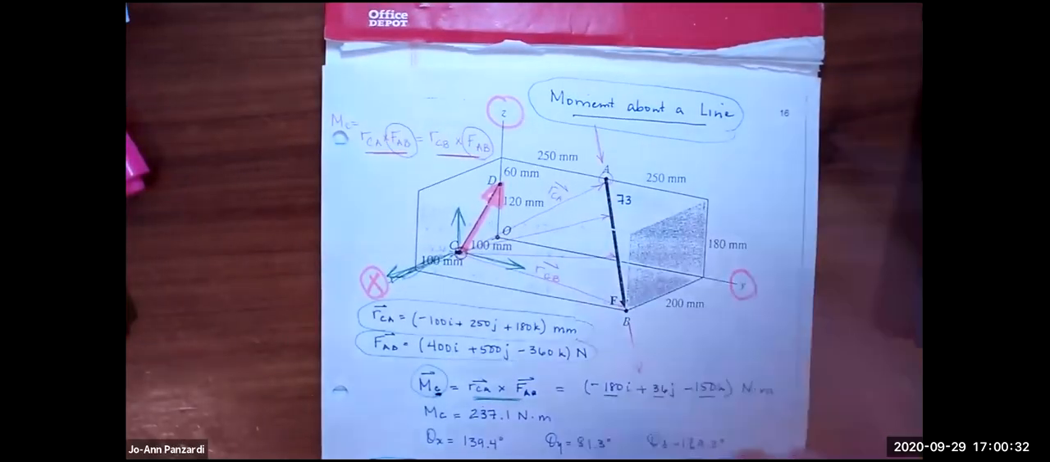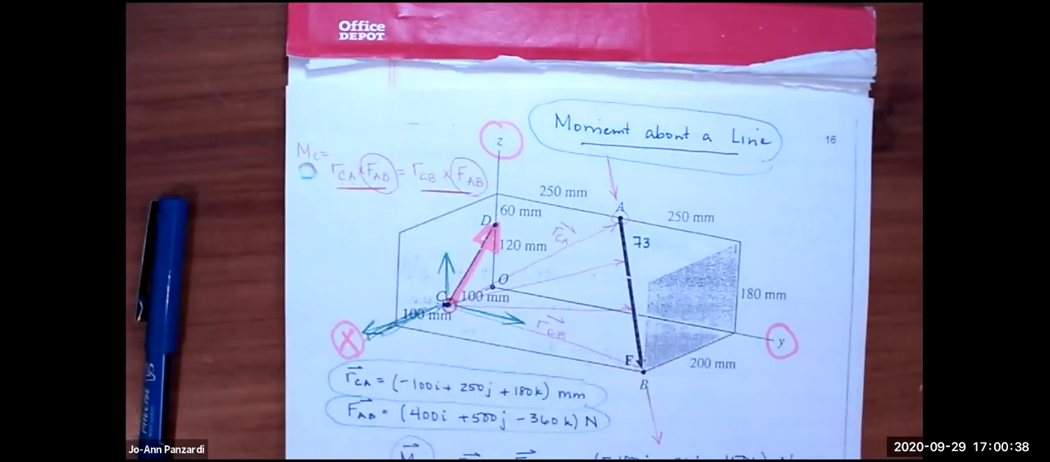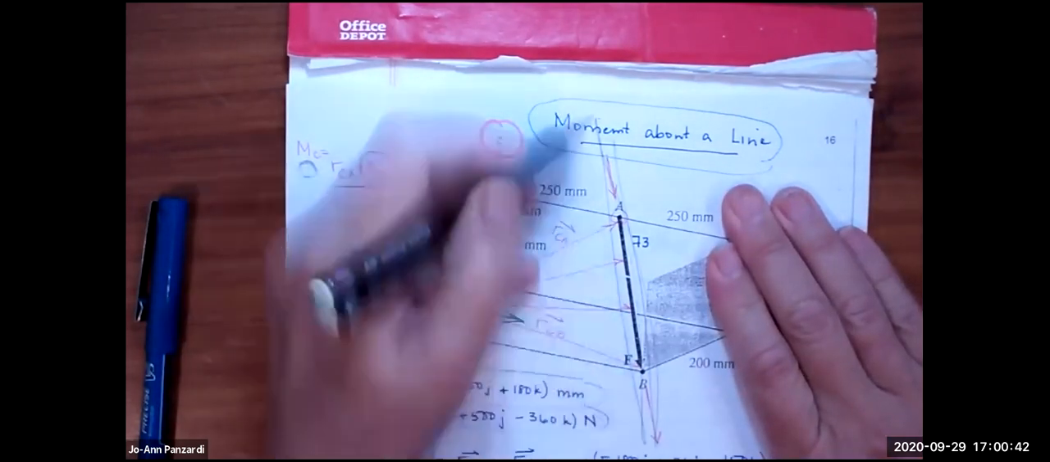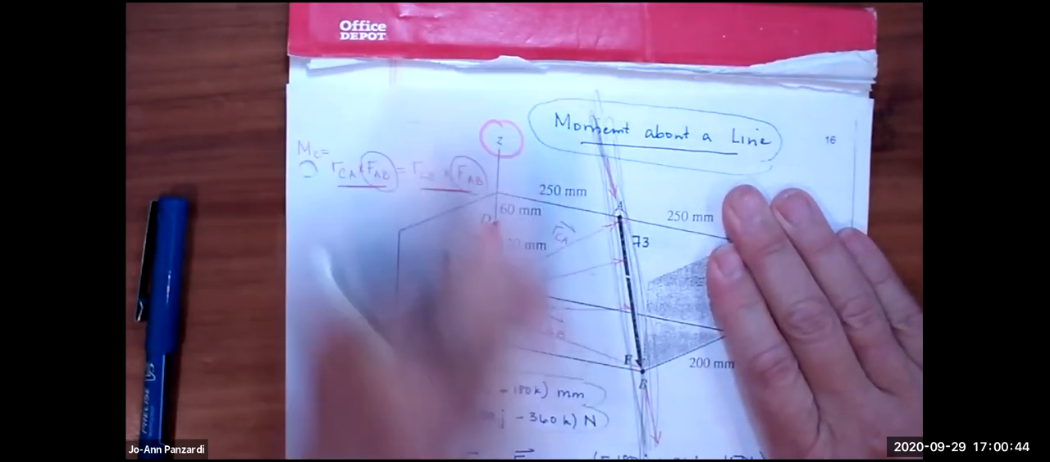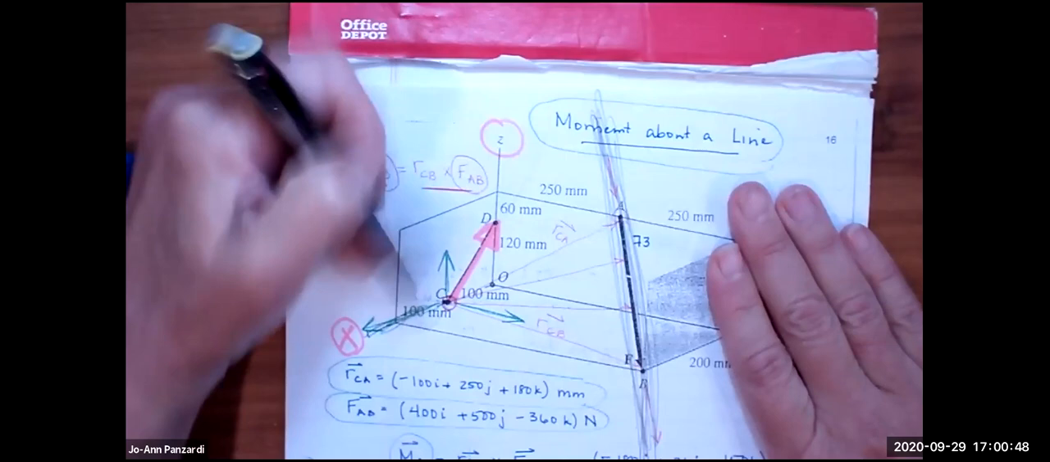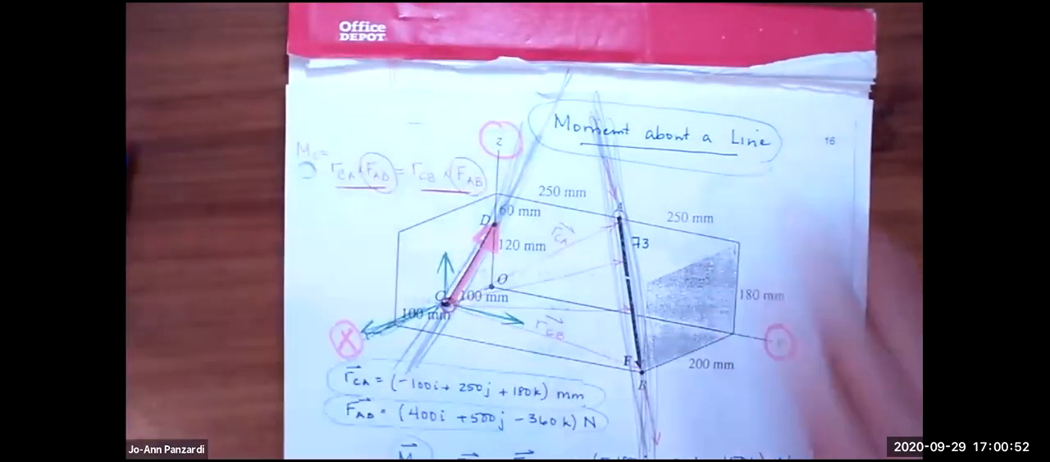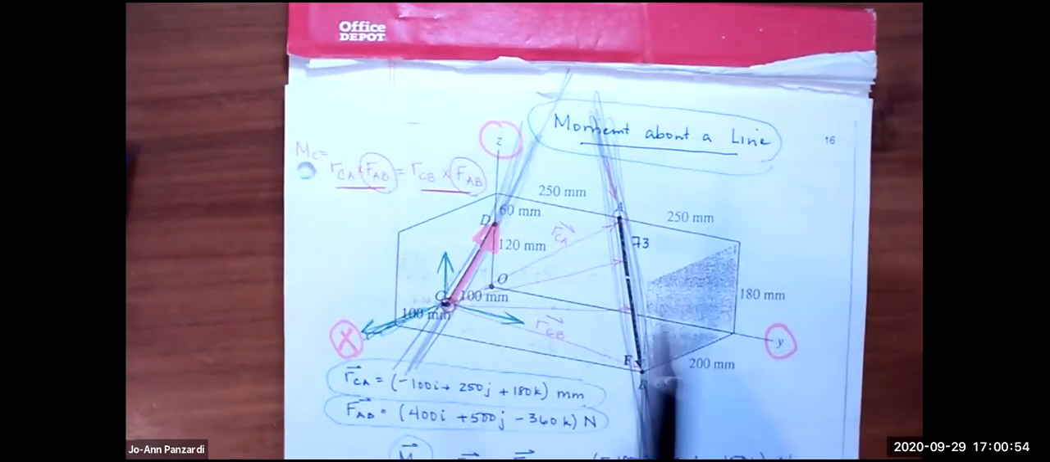All right, now everybody take a look at this picture. Let's zoom in. So let's think about this. We have a force going here, right? And we're trying to find the moment about this line due to that force. So there are two possible options.